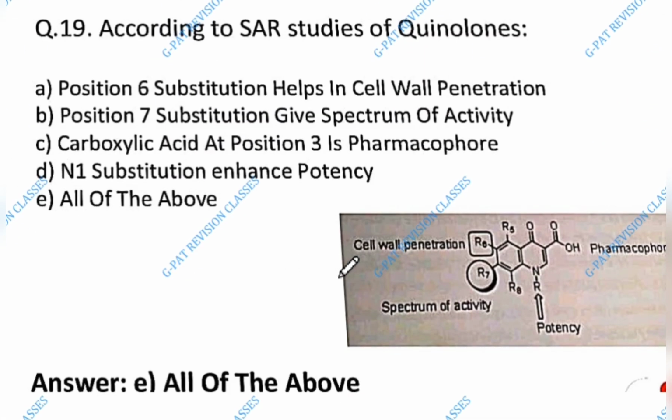Next is question 19. According to SAR studies of quinolones, the answer is E, all of the above. A, position 6 substitution helps in cell wall penetration. B, position 7 substitution gives the spectrum of activity. C, carboxylic acid at position 3 is the pharmacophore. D, N1 substitution enhances potency.